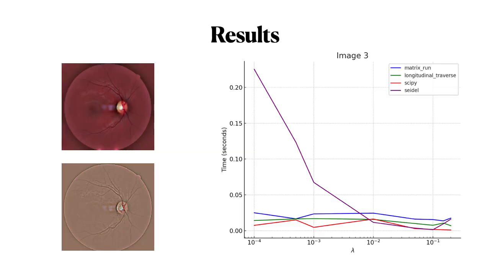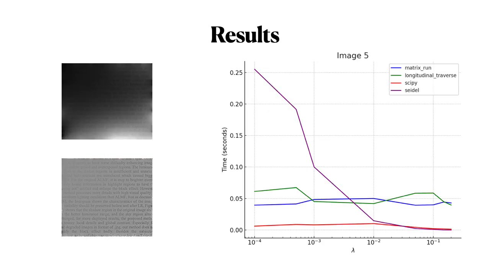Now here you can see the results we got for image 3, which has around 47,000 pixels, and image 5, which has around 49,000 pixels. What we can see from the plot is that the Seidel method performs poorly, especially at lower lambdas, resulting in longer computation times.